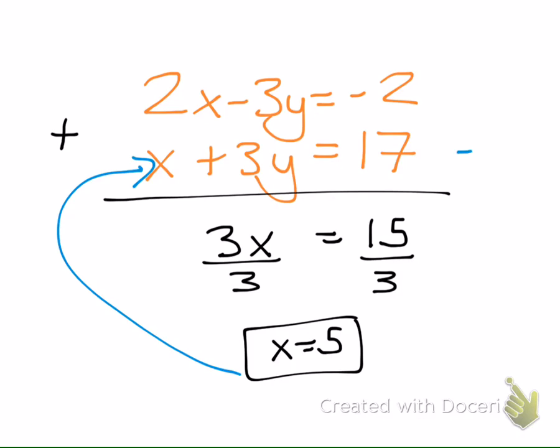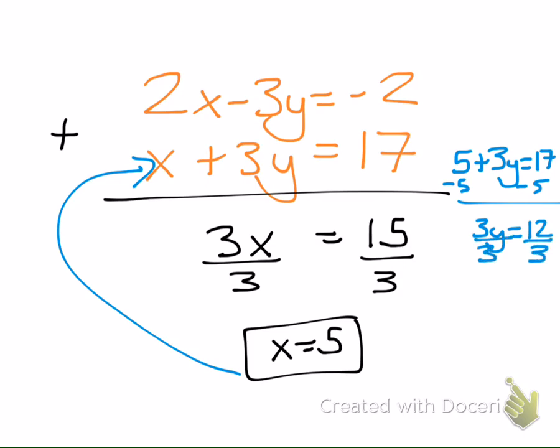So if you plug in x there, you get 5 plus 3y equals 17. Move over the positive 5 to both sides by subtracting it. You get 3y equals 12. And undo the multiplication by 3. And you get y is 4. We get that answer? Yeah. All right, good. Got it.